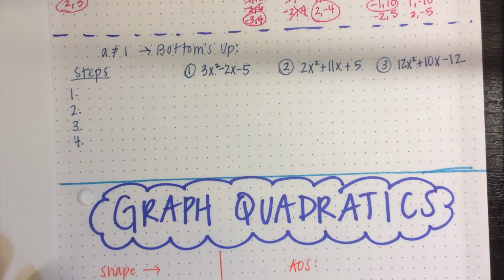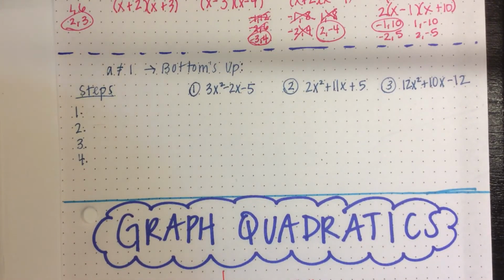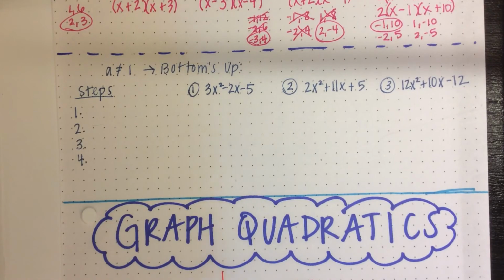Now, you may have learned an X method for factoring. That is perfectly fine, or the butterfly method. I don't even know what they're all called. Use whatever method you want as long as you can factor it. I'm going to show you a shortcut that I learned that I really like and think it's easy, and you get the right answer every time if you do it right. Okay, so bottoms up has 4 steps, right?